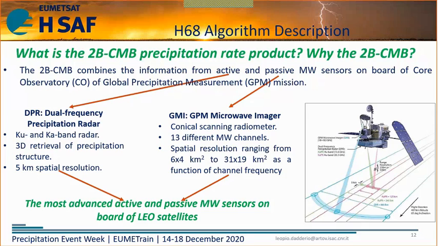On the other hand, the passive microwave sensor is the GMI, the GPM microwave imager, which is a conical scanning radiometer with 13 different microwave channels and with different spatial resolution ranging from 6 by 4 kilometers square to 31 by 19 kilometers square, depending on the channel frequency. These are the most advanced active and passive microwave sensors on board of a LEO satellite.